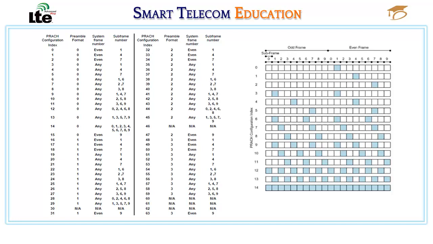If the PRACH config index parameter is set to a longer PRACH period, the eNodeB can support less load, and fewer uplink resources are used. If it's set to a shorter PRACH period, the eNodeB can support more access load, and more uplink resources are used.